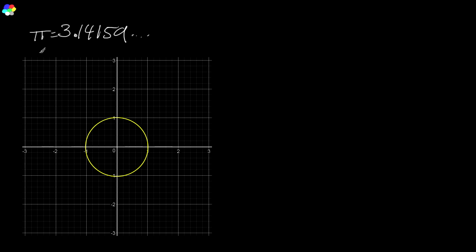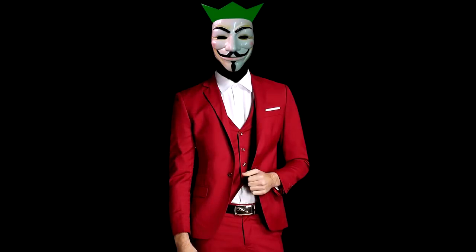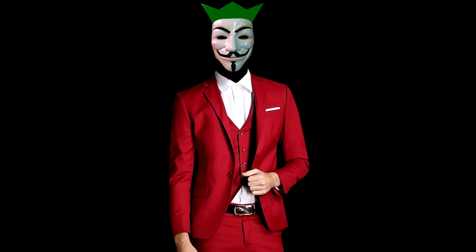So the full way around the circle would be 2 pi. Now you might be saying, Chili, I understand that 360 is a bit of an arbitrary number, but if that's an arbitrary number, this is just plain ridiculous. But it's not ridiculous. It's actually super smart.